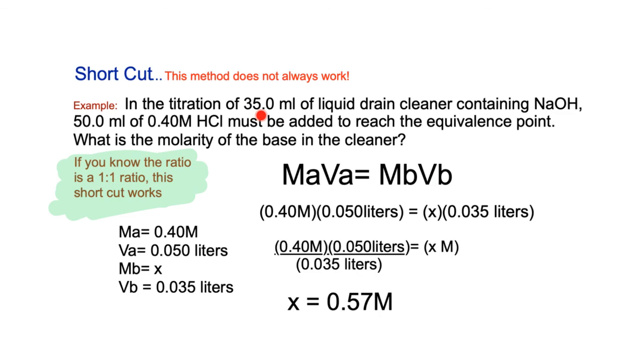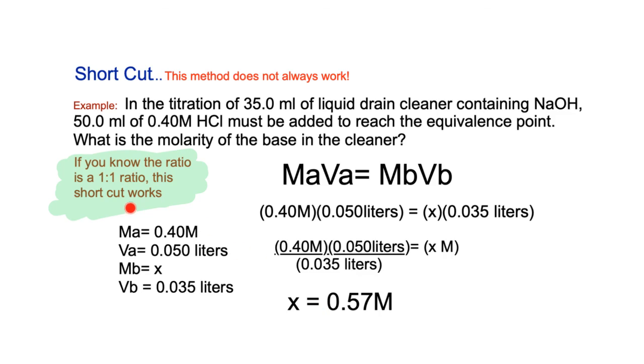So we know that we have 35 milliliters, or 0.035 liters of NaOH, so that's the volume of the base. We know that we have 50 milliliters of the acid, or 0.050 liters. We know that we have 0.4 molar HCl. So go ahead and plug this in. MA times VA equals MB, which is what we're looking for, times VB. Rearrange this calculation, and X is still equal to 0.57 molar.